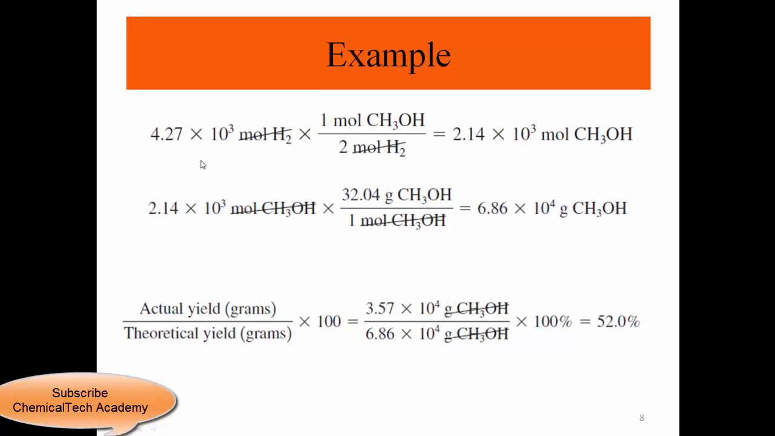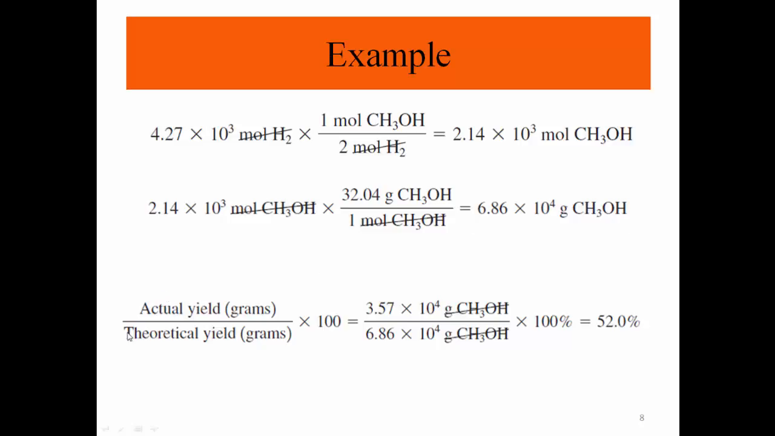So with 4.27 times 10 to the power 3 moles of hydrogen, we can write this molar ratio. We can say we can theoretically produce 2.14 times 10 to the power 3 moles of methanol. Then this number of moles we can convert to grams by multiplying by molar mass. The molar mass of methanol is 32.04 grams per mole. So moles cancel each other, and then we can find the amount of methanol produced theoretically.